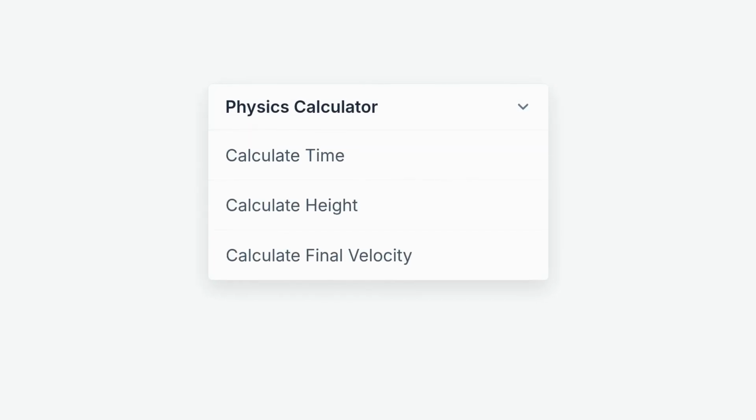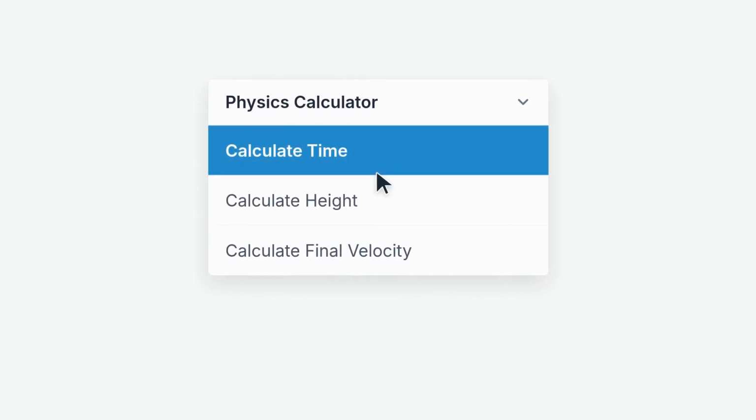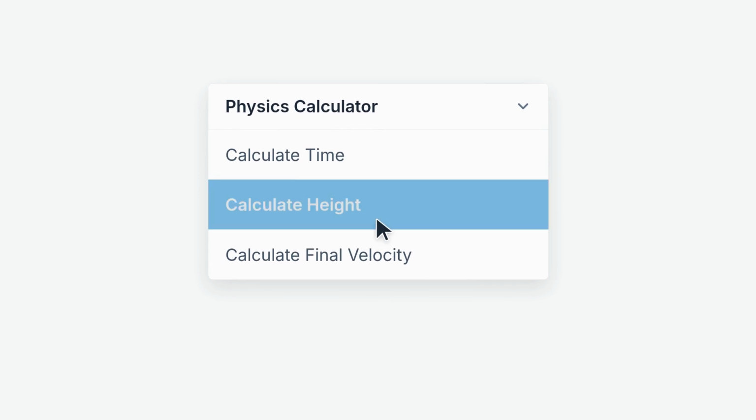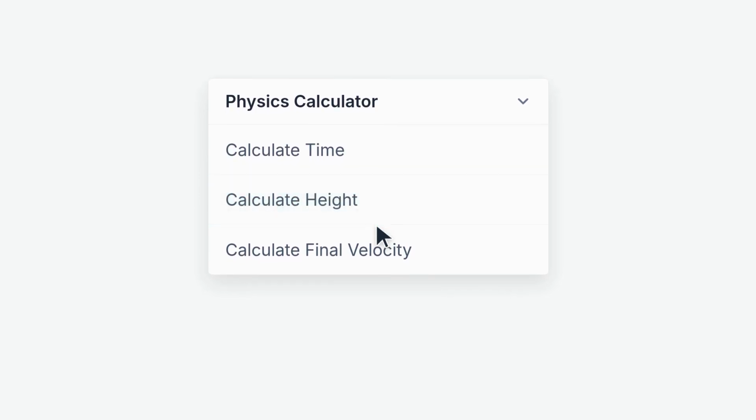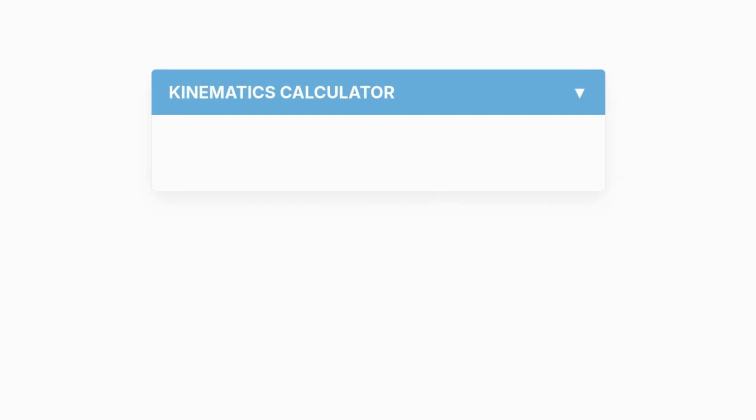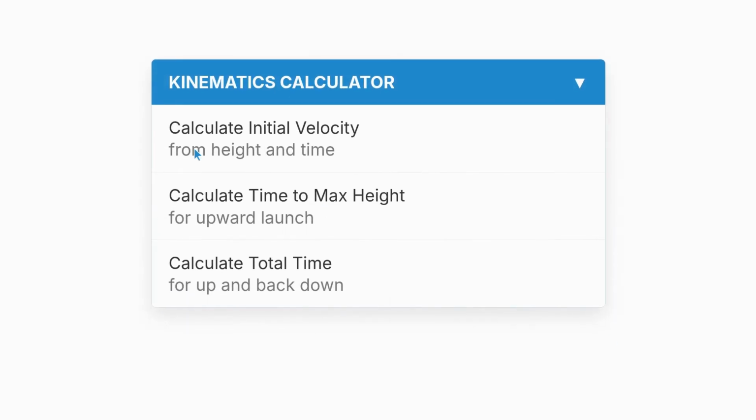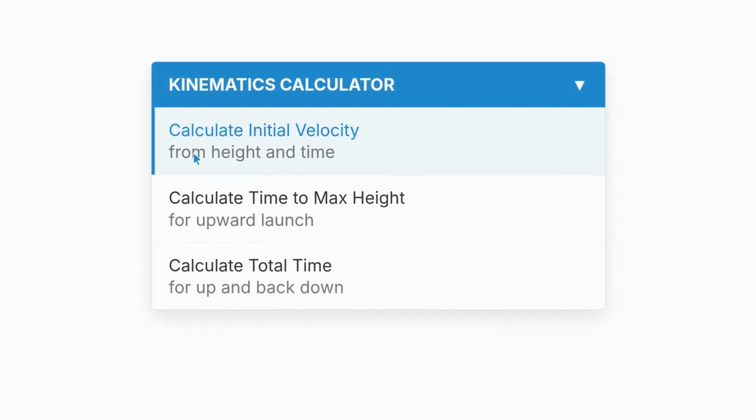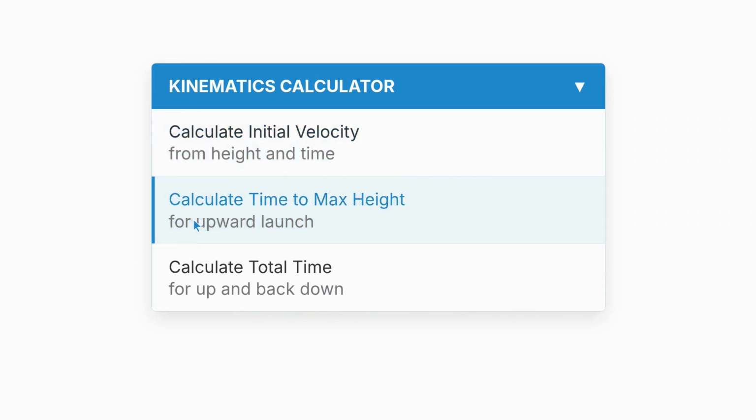Calculate time from height and initial velocity. Calculate height from time and initial velocity. Calculate final velocity from height and initial velocity. Calculate initial velocity from height and time. Calculate time to max height for upward launch. And calculate total time for up and back down.